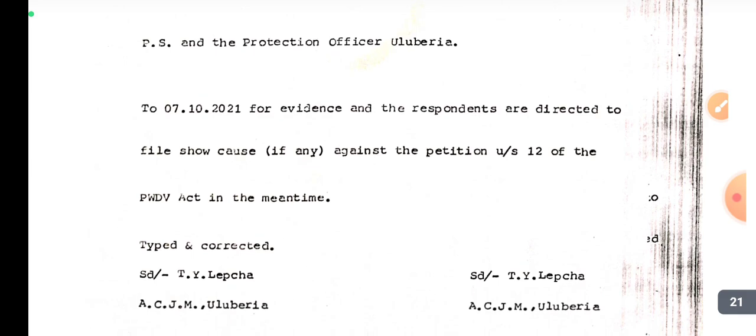Thereafter, the matter is fixed for the further hearing of the petition under section 12 of the Protection of Women from Domestic Violence Act.